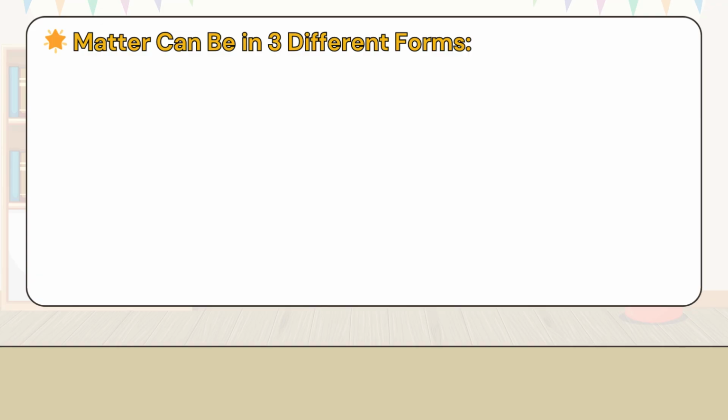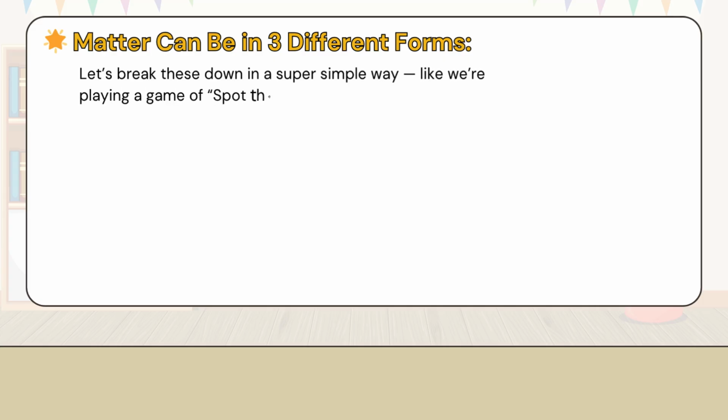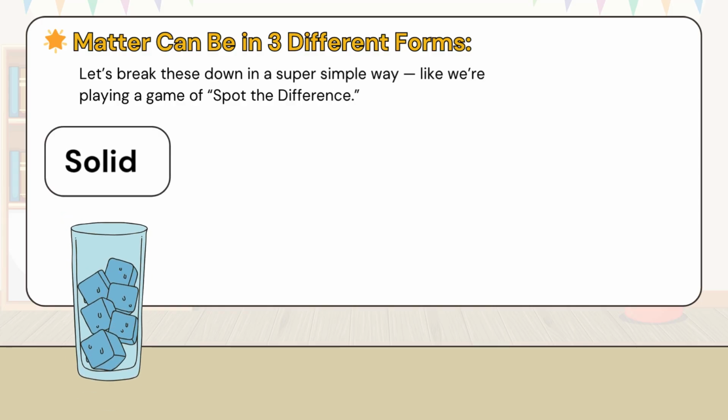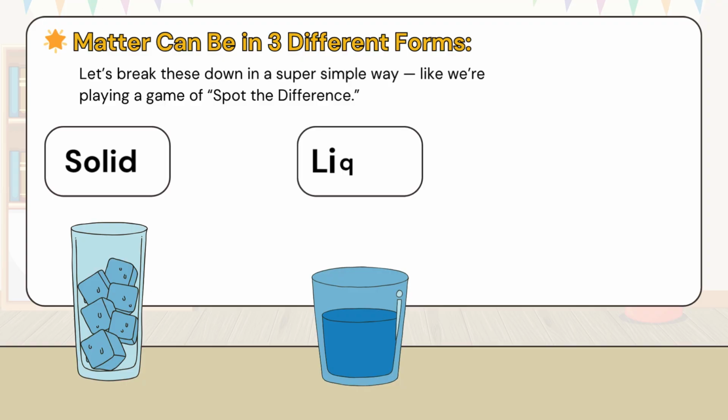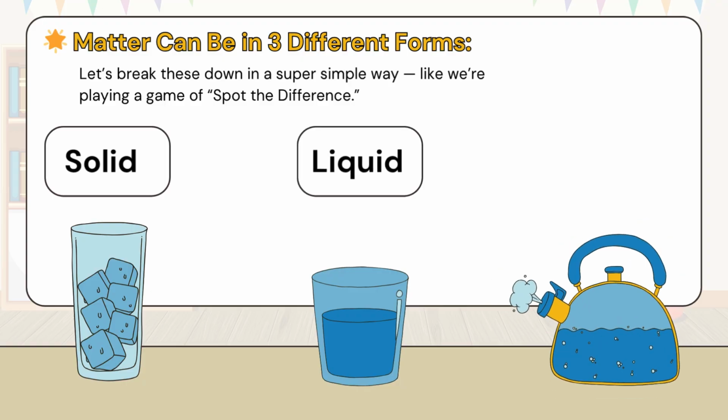Matter can be found in 3 different forms. Let's break these down in a super simple way, like we are playing a game, spot the difference. So what are they? Solid, liquid, and gas.